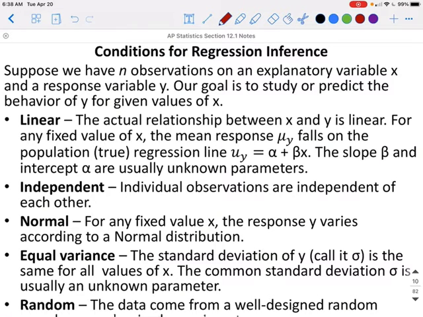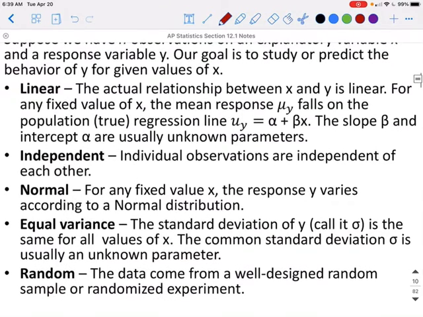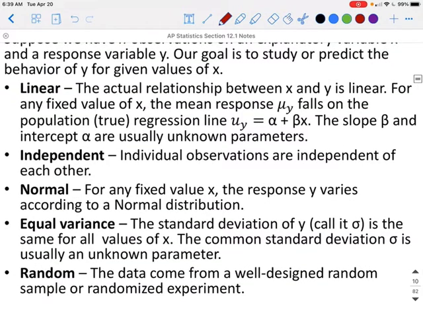So when we need to check for regression inference, suppose we have n observations of an explanatory variable x and a response variable y. Our goal is to study or predict the behavior of y given values of x. So first we need to check to see if it's linear. The actual relationship between x and y is linear.